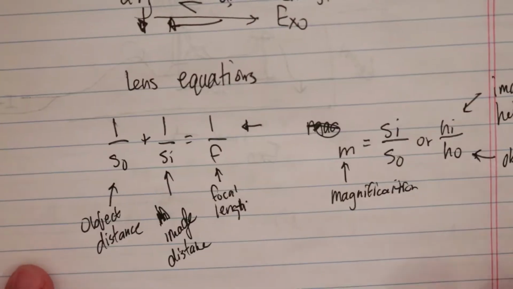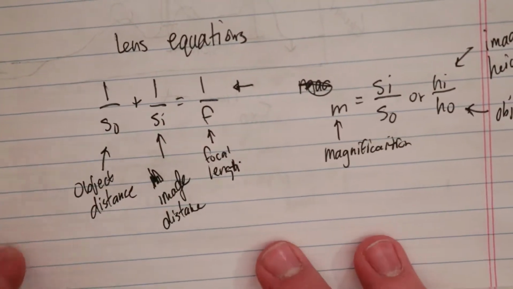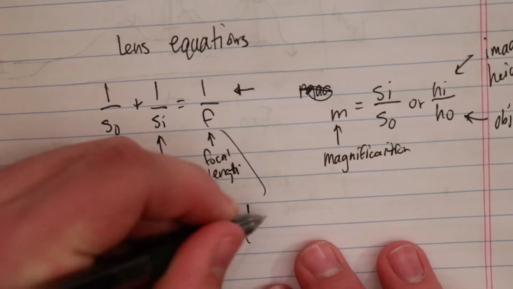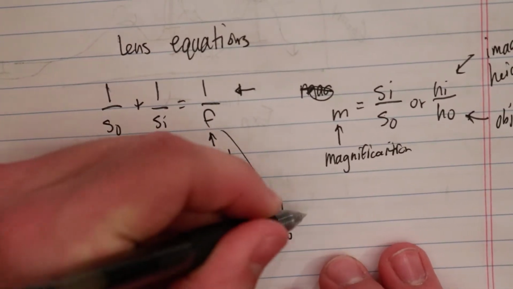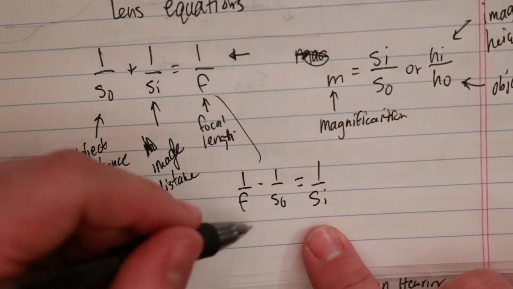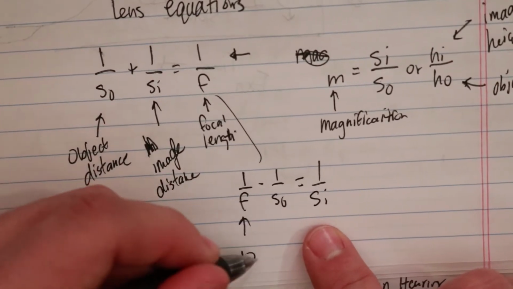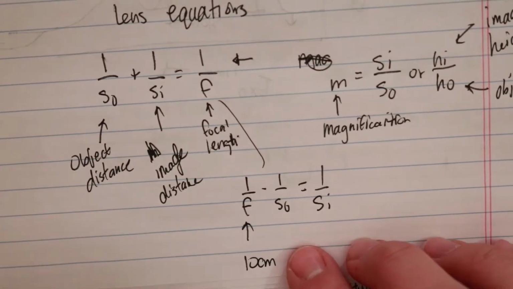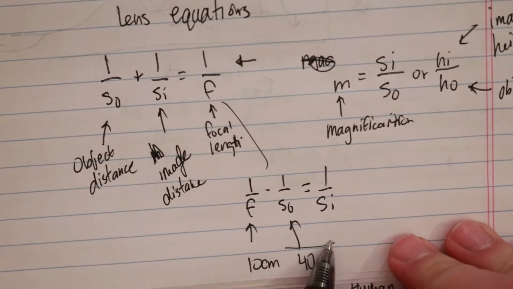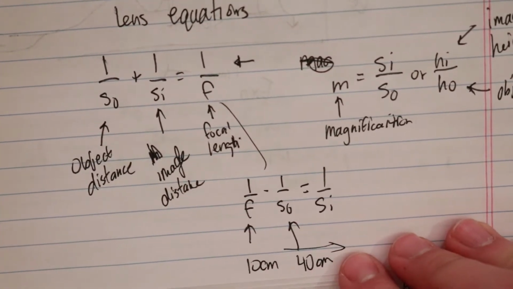I'm going to break them down slightly and also show one more thing with this equation. The thing I want to show you is that you can take 1 over F minus 1 over SO equals 1 over SI. This is how I used it most in class, because we would be given the focal length, like 10 centimeters, and then if we were given an object distance of 40 centimeters, then plug and chug in your calculator and get a number. And that's what we would do.